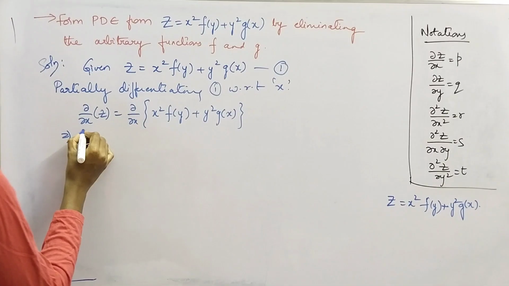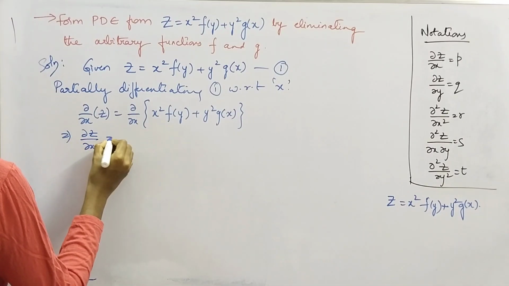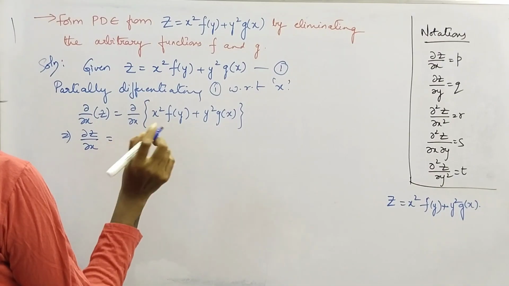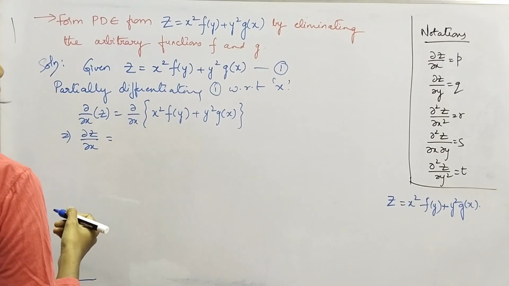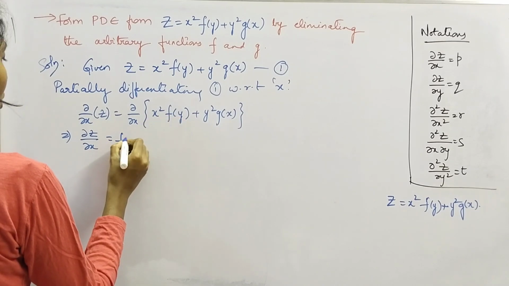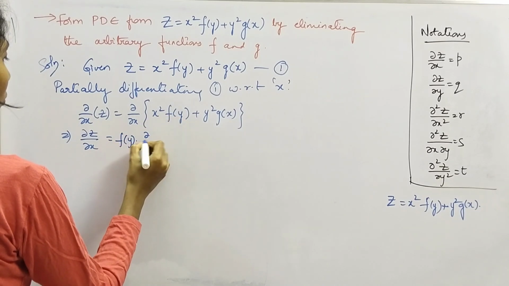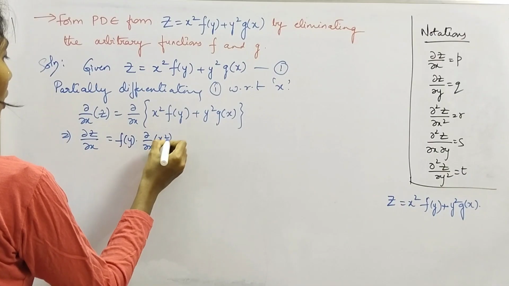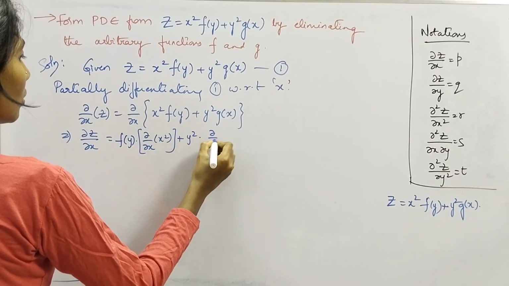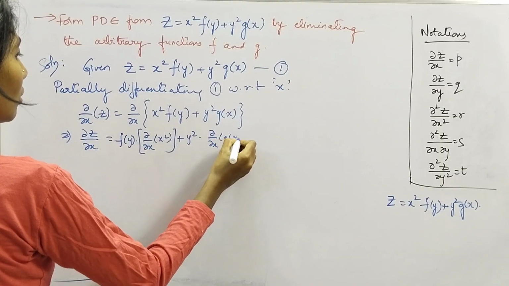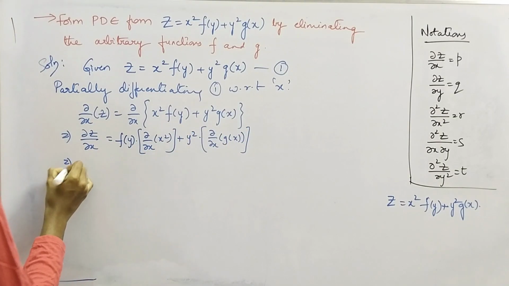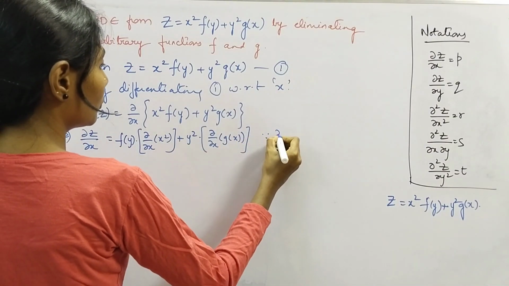Okay, fine. This gives us dou z by dou x equal to, here we are partially differentiating with respect to x, so we'll treat y as constant. Here f of y is treated as constant and y square is treated as constant, right? And this gives us f of y constant into dou by dou x of x square plus constant y square into, okay, it's not necessary to write this step also. You can just write directly.